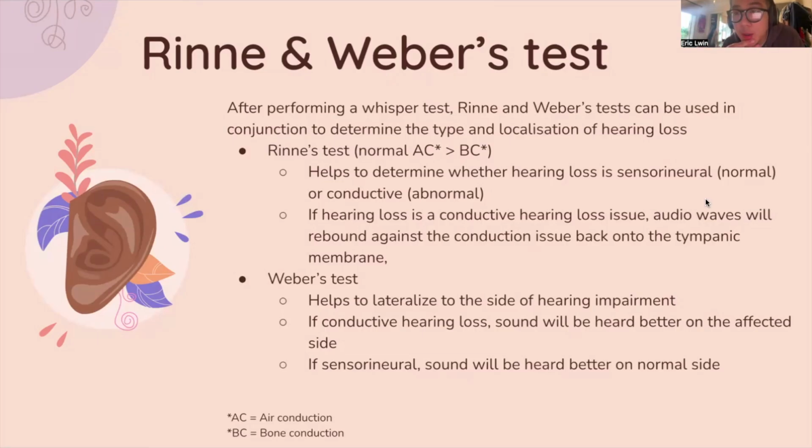So impingement on that nerve or just impaired functioning of that nerve. Rinne's and Weber's tests help to distinguish what sort of hearing loss we have and in which ear.